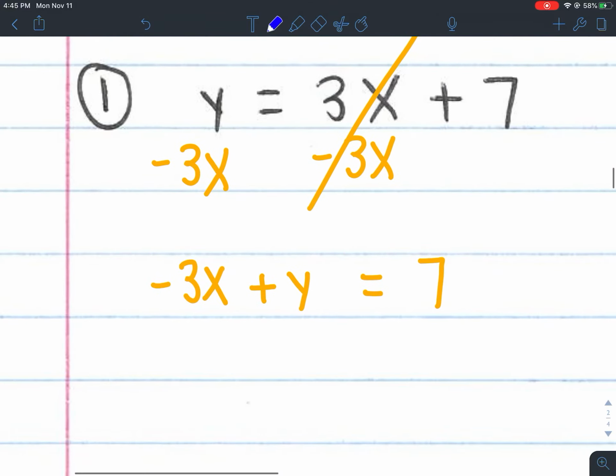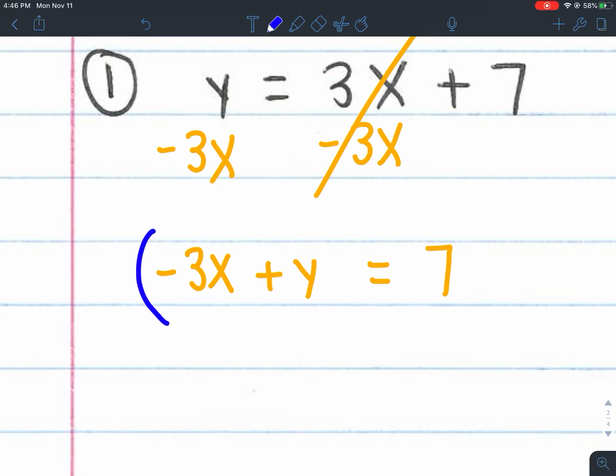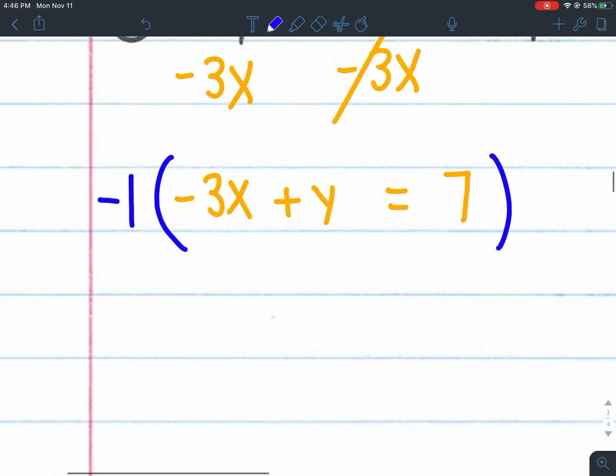Now the next step here is to make sure, is this in standard? Well, x and y are on the same side. There's no fractions, but our a is negative. It's negative 3. Well, what can I multiply to a negative number and make it positive? I can multiply by negative 1. But when you multiply one side by negative 1, you have to multiply the other side by negative 1. So let's go ahead and put parentheses around the entire thing and multiply everything by negative 1. Because anything you do to one side, you have to do to the other. So we're just taking care of both things at once.